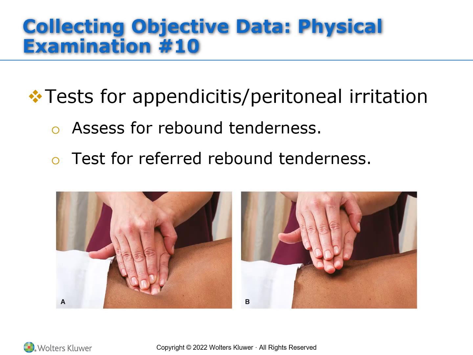Test for appendicitis or peritoneal irritation. Assess for rebound tenderness and test for referred rebound tenderness pain. So again, assess for rebound tenderness. This is where you're going to check at McBurney's point, and you're going to do that by palpating deeply at a 90-degree angle into the abdomen between the umbilicus and the anterior iliac crest. When you suddenly release the pressure, you're going to watch the client's expression of pain and ask them what hurts more, pressing in or releasing, and where on the abdomen the pain occurs.